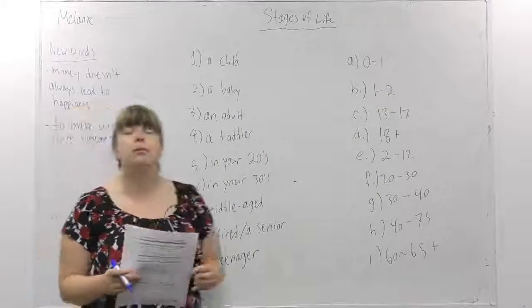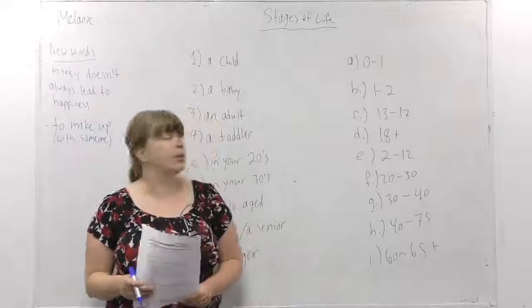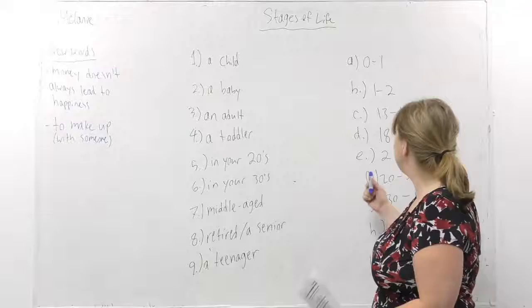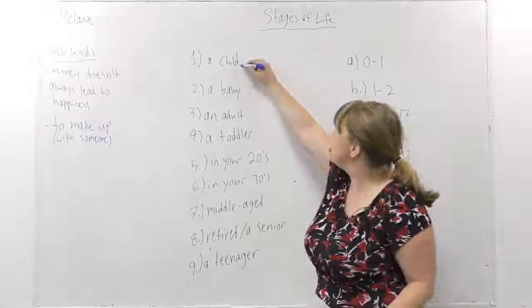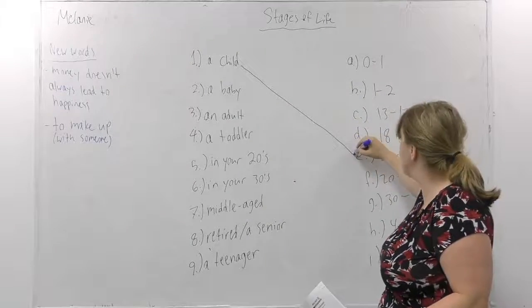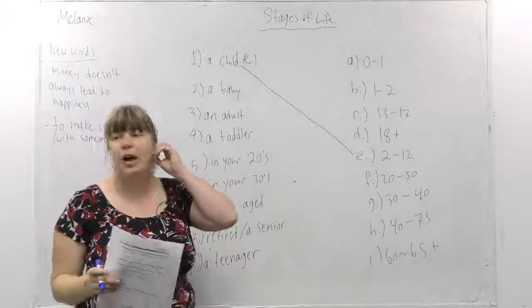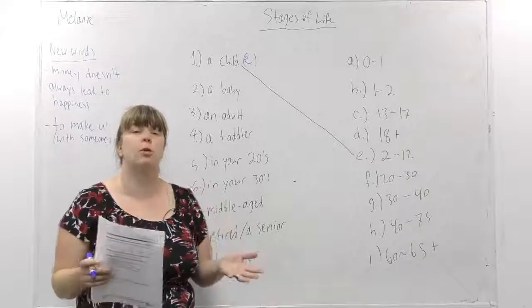So, number one, a child. Okay, somebody said 2 to 12 years old. That's correct. Yeah, it is E, a child. Oop, just draw a letter there. I'm just going to put E in brackets. So, a child is 2 to 12 years old.